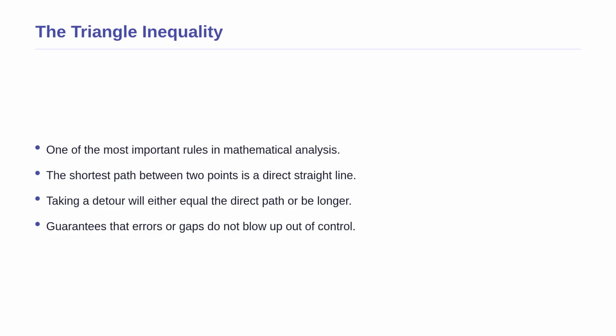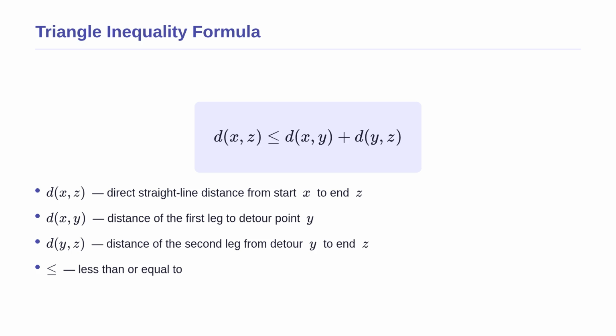If you decide to stop at a coffee shop along the way, your total trip will either be exactly the same length or it will be longer. A detour can never shorten your trip. This everyday intuition translates directly into our next formula. Conceptually, it just compares a direct trip to a trip with a stopover.